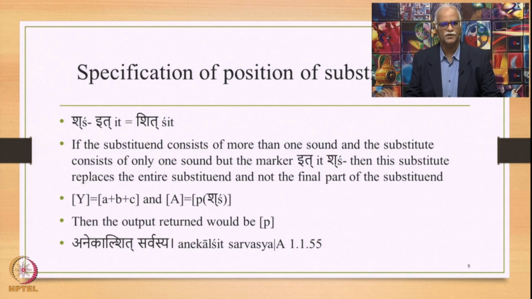So, to put it in equation form, if Y consists of, let us say, A plus B plus C, and A, which is a substitute stated with reference to Y, consists of P with a marker sh, then this A in the form of P with the marker sh will substitute this entire A plus B plus C, and so the output returned would be just P. Y is P, that would be the output.